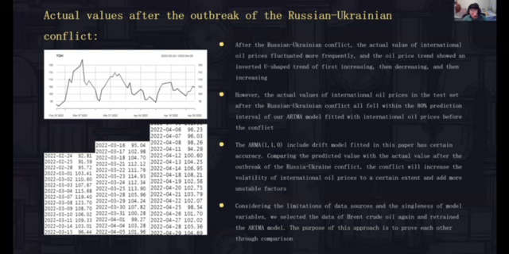However, it seems that the actual values of the international oil price in the test set after the Russia and Ukraine conflict all fell within the 80% prediction interval of our ARIMA model fitted with the international oil price before the conflict. Therefore, the ARIMA(1,1,0) including drift model fitted in this paper has good accuracy. At the same time, comparing the predicted value with the actual value after the outbreak of the Russia and Ukraine conflict, it can be observed that the conflict increases the volatility of the international oil price and adds more unstable factors.